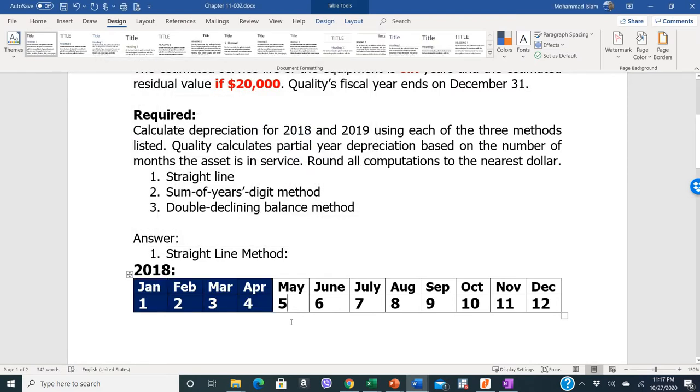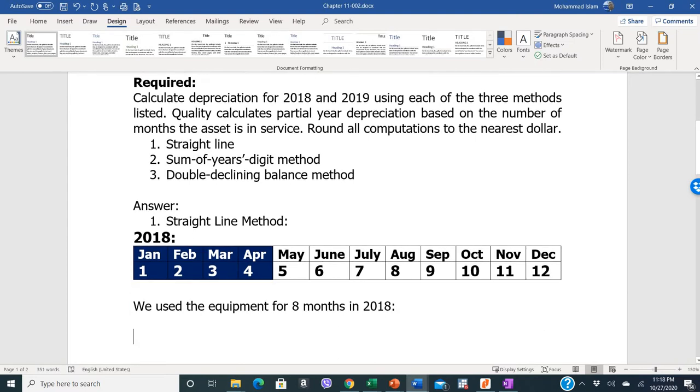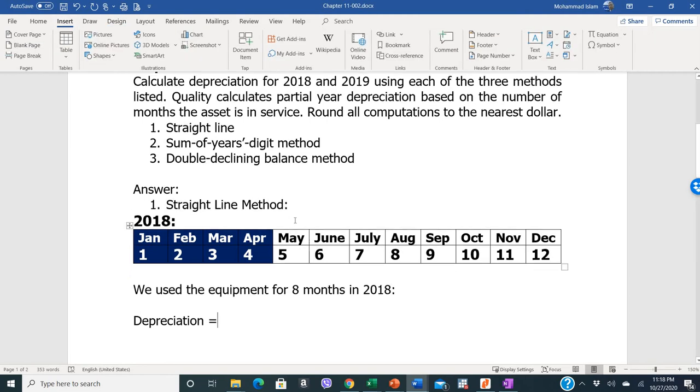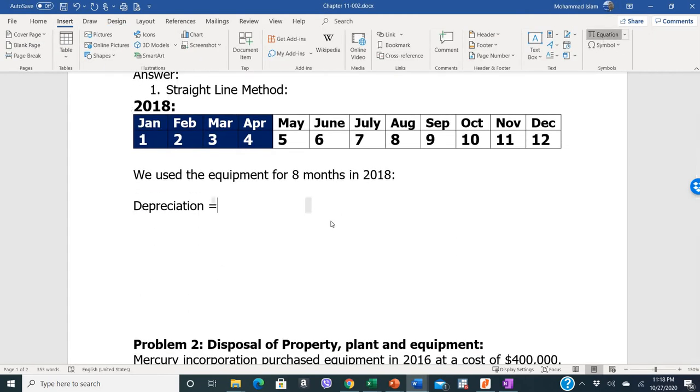So how many months have we used? 1, 2, 3, 4, 5, 6, 7, 8. 8 months. So we used the equipment for 8 months in 2018. Correct. So for 2018, the depreciation would be equal to, let's see what the depreciation would be. Let's insert an equation.